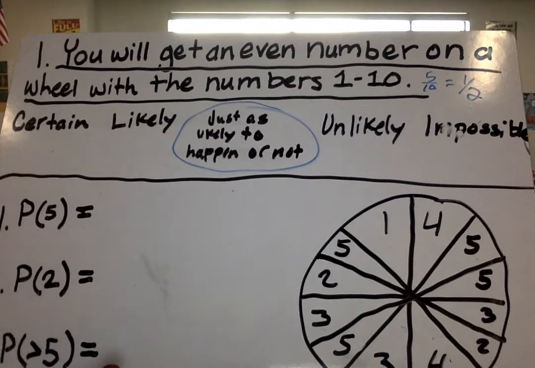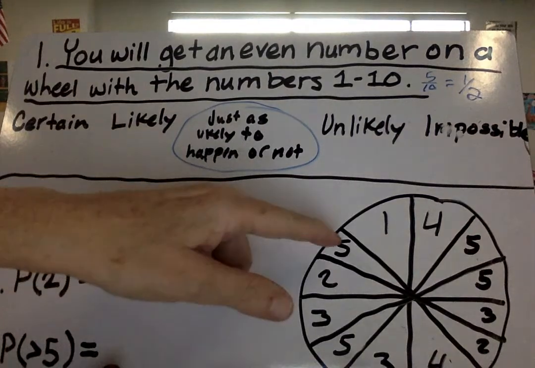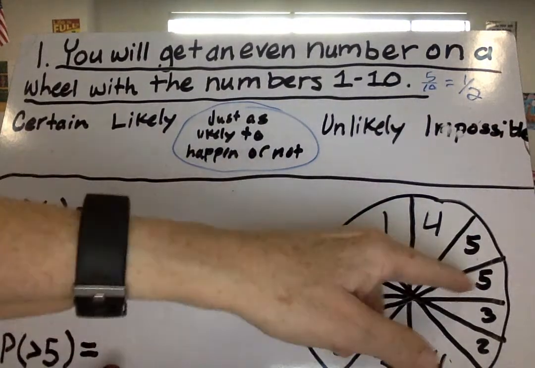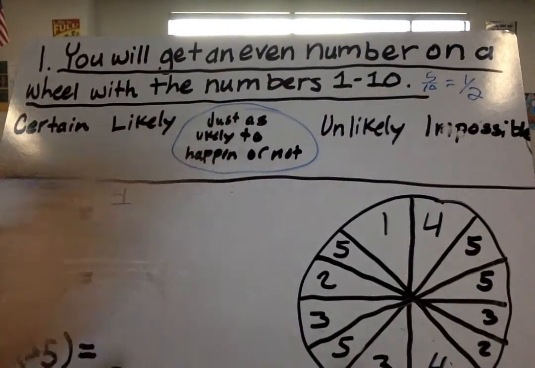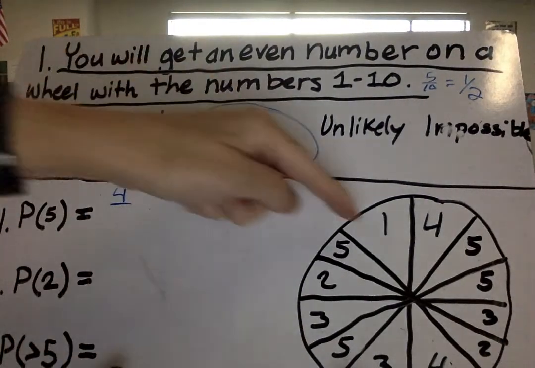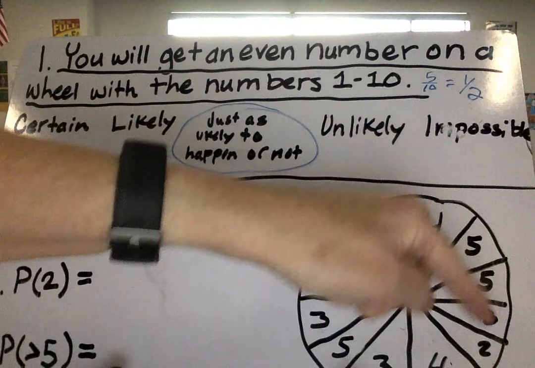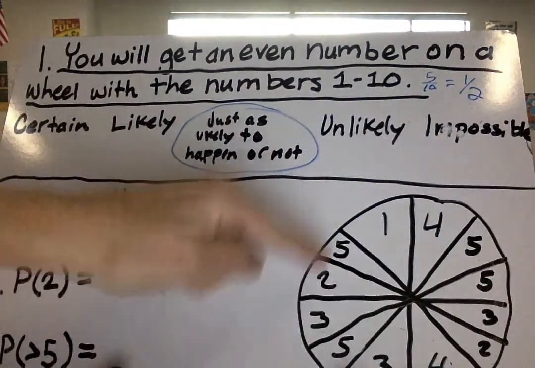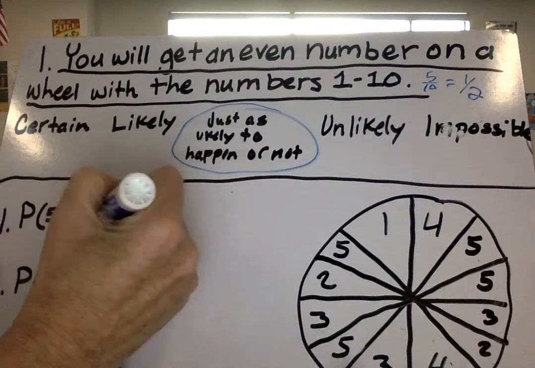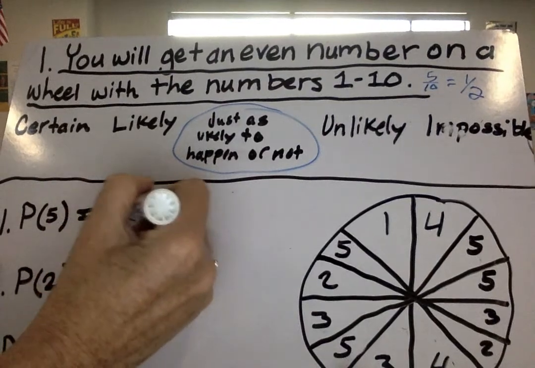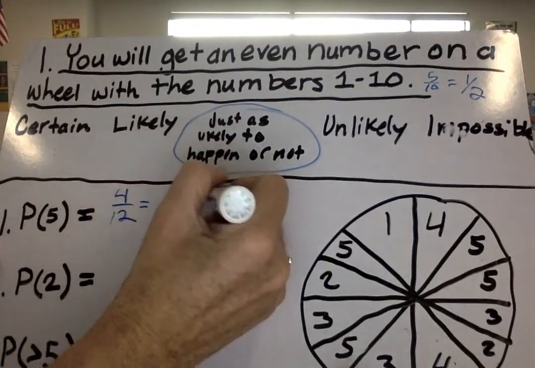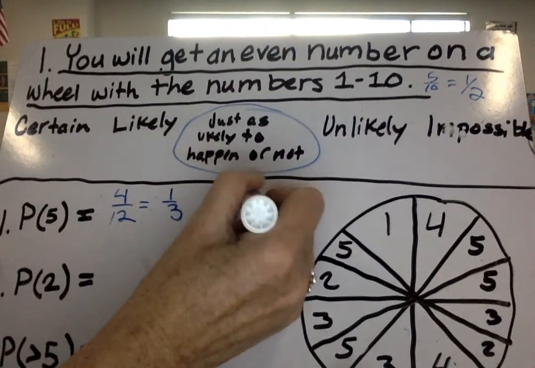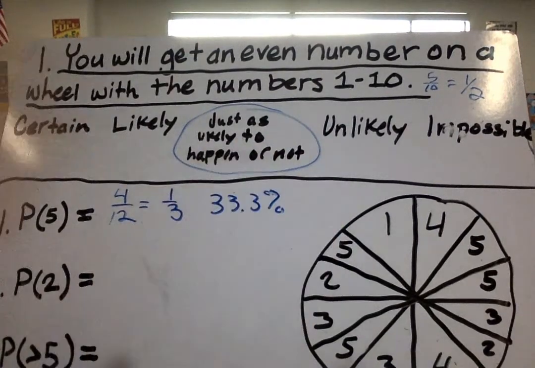What's the probability of 5? Well, let's see how many 5s there are. 1, 2, 3, 4. So we have 4 fives. And how many total spots are on the wheel? 1, 2, 3, 4, 5, 6, 7, 8, 9, 10, 11, 12. So 4 out of 12. And I'm going to simplify that to 1/3. And then I know my percent is 33.3% for 1/3.